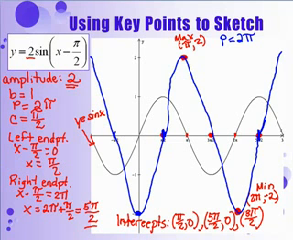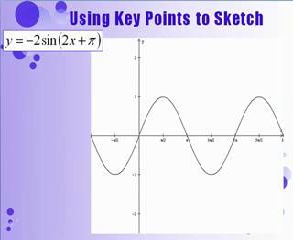Okay, let's do another example. Here we have the graph of -2 sine of 2x plus pi. So we've got an amplitude change, we're going to have a period change, and we're going to have a horizontal shift. Our amplitude, again, is going to be 2. B is equal to 2, which makes our period equal to 2 pi over 2, which is equal to pi.